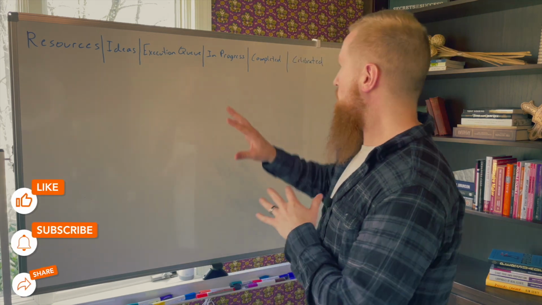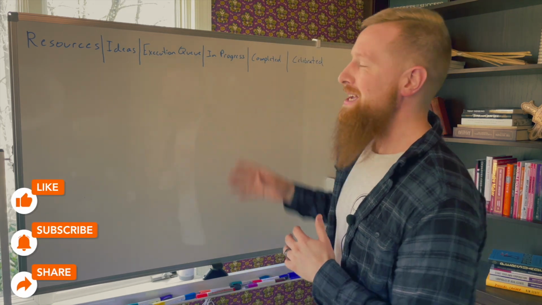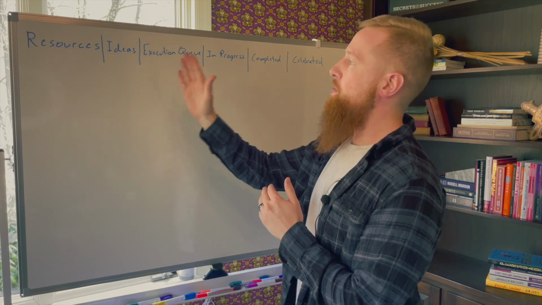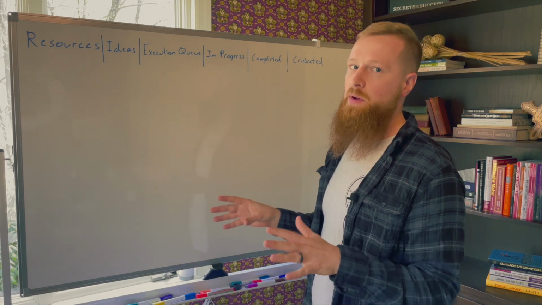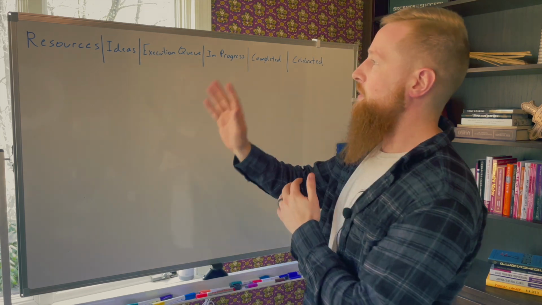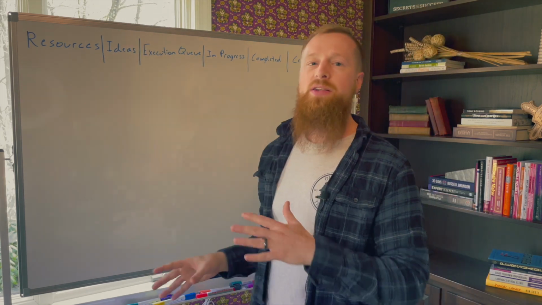So hopefully you can see this. My handwriting is not the best, but up here on the board, each one represents a column, right? So in your Asana project board or Trello, or again, whatever you're using, it would look like this from left to right. So the first one is resources.